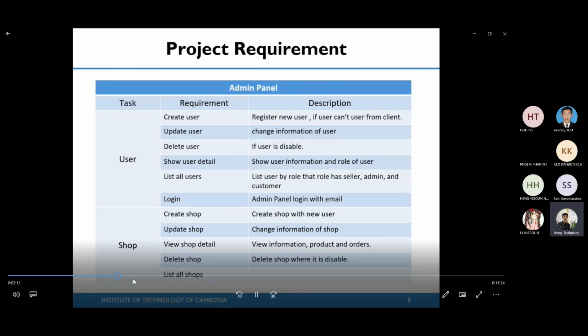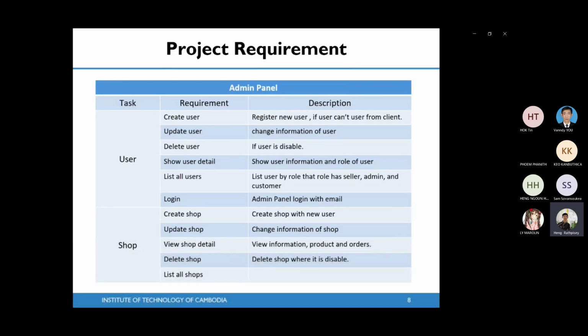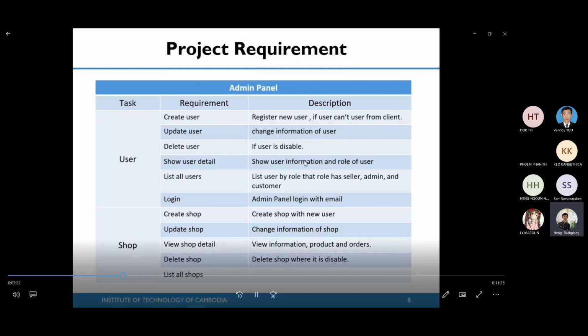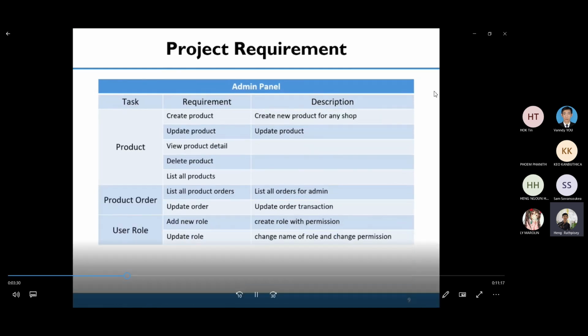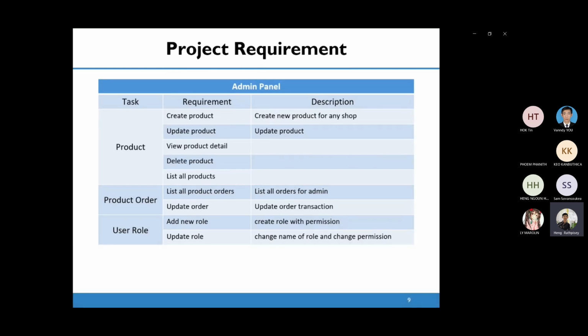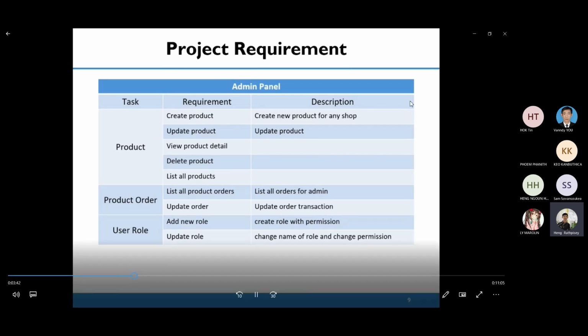In the admin panel, we have the user task that has the requirements: create user, update user, delete user, user detect, leave all users, login. And shop: we have create shop, update shop, shop detect, delete shop, leave all shops. And we have product: we can create product, update product, product detect, delete product, leave all products. And product order: we can list product orders and update orders. And user role: we can add a new role and update a role.